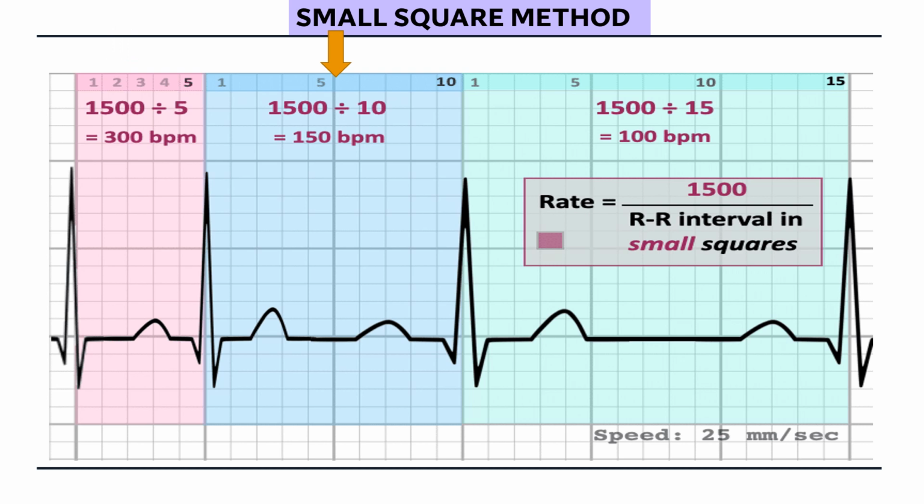Now moving to the second example, between these two R waves, we have 10 small squares. So 1500 should be divided by 10 and it will give us 150 beats per minute. Now moving to the third example here, between the two R waves, the number of small squares is 15. So 1500 divided by 15 will give us 100 beats per minute.